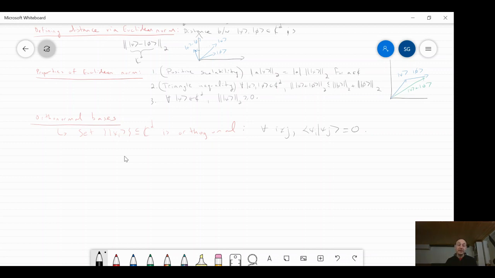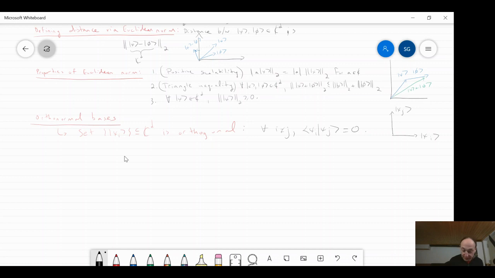Okay, so what does this mean in terms of geometry? Like, what does the picture look like? Remember, two vectors are orthogonal if they basically look like this, right? If, roughly speaking, they have a 90-degree angle. That's the way you should think about it, at least in 2D. Okay, and so that's an orthogonal set.